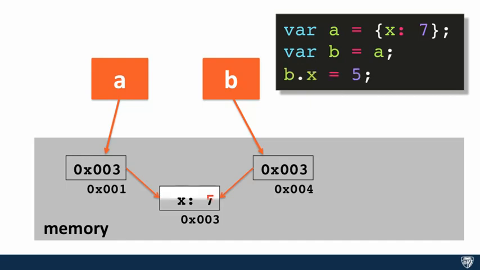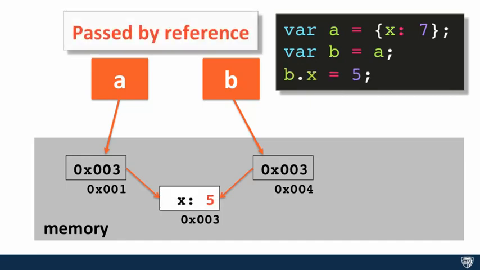Finally, when we update b.x equals 5, what we're actually updating is the memory location where b is pointing to, and that is memory location 003. The direct value of b still stays the same. It's the value that it's pointing to that is changing. And since both a and b are pointing to the same value, the end result is that both are pointing to a changed value. And this is what's called pass by reference.